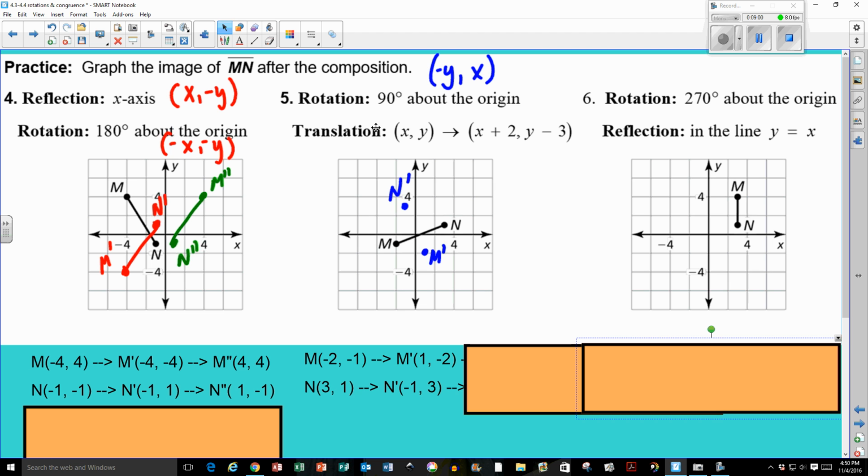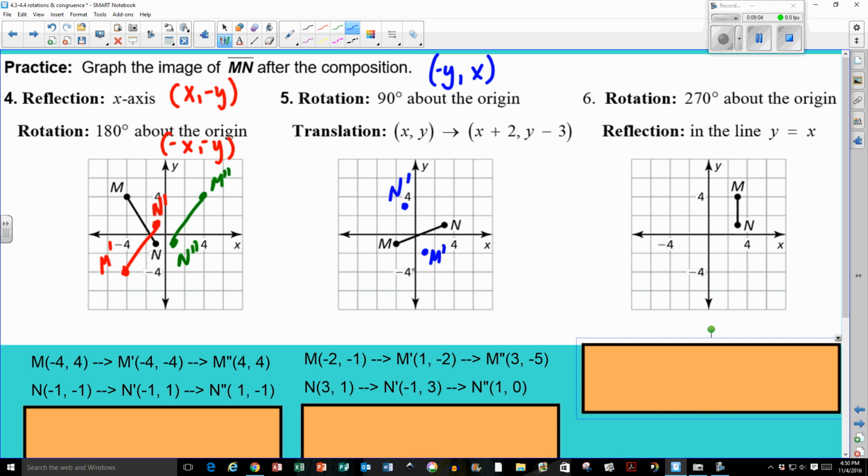And then to translate, so now we're just going to slide it around. So there's your next point. Let me finish drawing that line segment there. All right, so I want to add 2 to the x's. So +2 would be 3. I'm going to subtract 3 here, so that would be -5. So 3, -5.